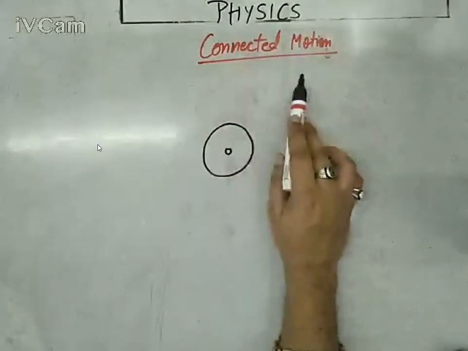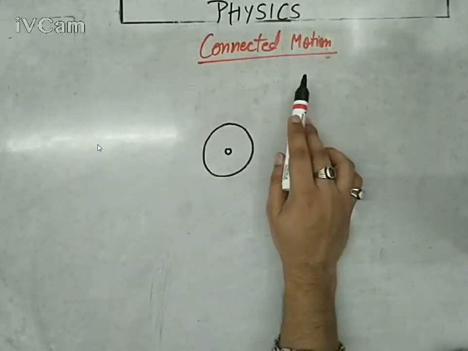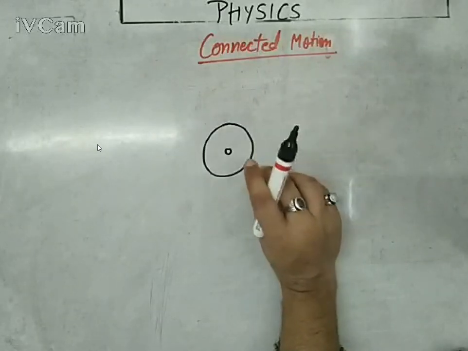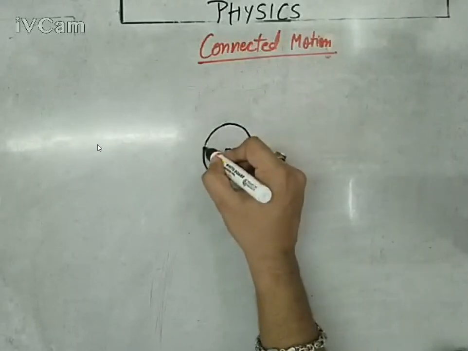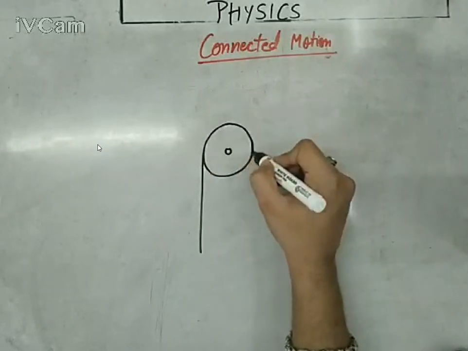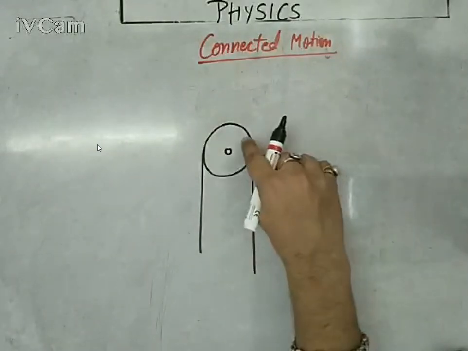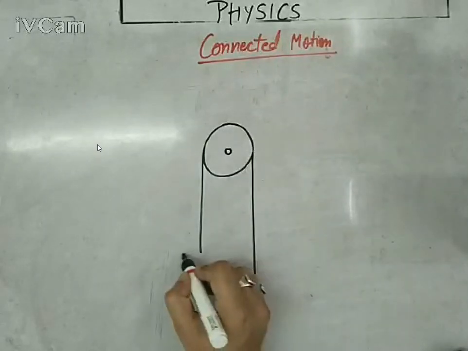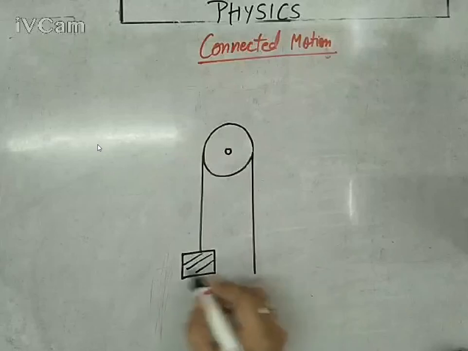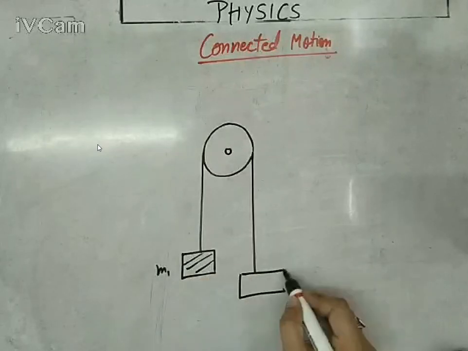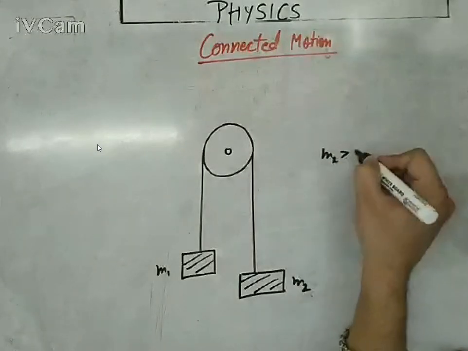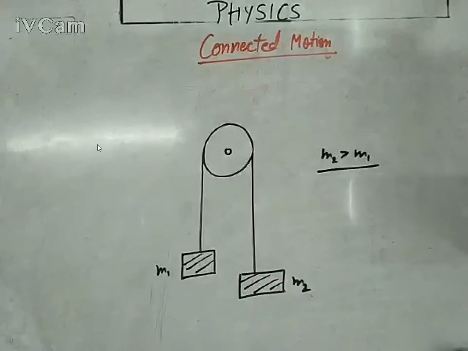In connected motion, we will study the motion of two or more bodies connected with a common string. To explain this, let's take an example of a frictionless pulley which has a string connected with two bodies. A common string is connected with two bodies of different masses, let's say mass m1 and mass m2, and you can see that m2 is greater than m1 for this example.